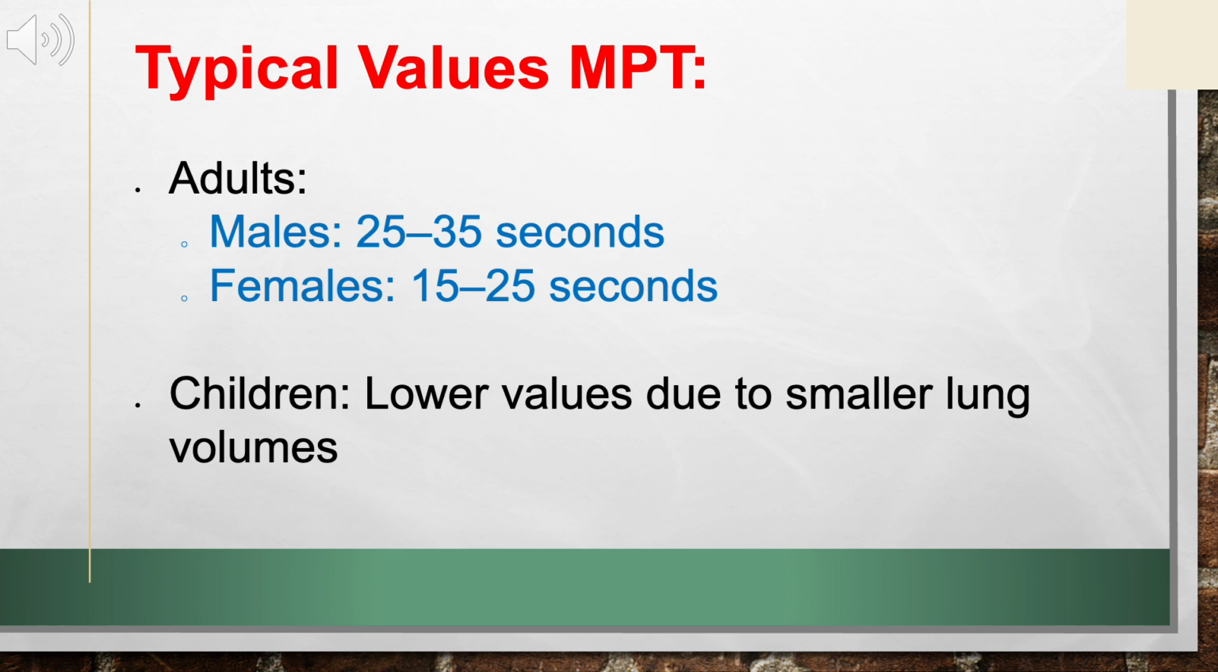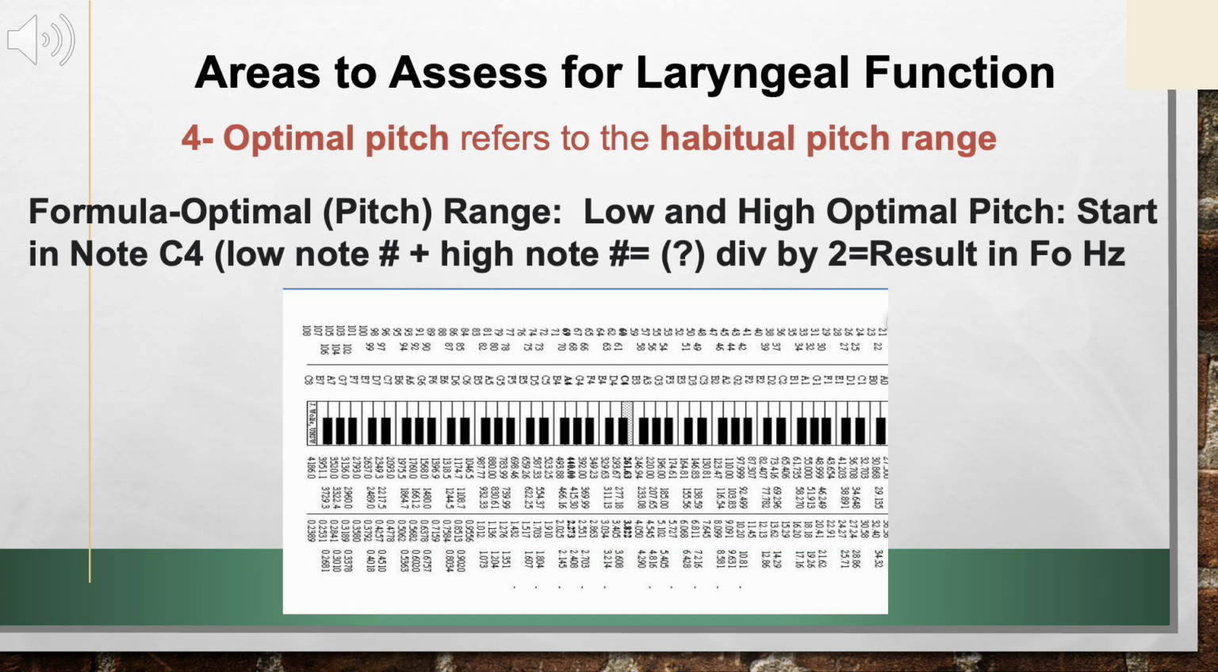Typical values. Adults: males, 25 to 35 seconds; females, 15 to 25 seconds. Children, lower values due to smaller lung volumes. Optimal pitch refers to the habitual pitch range that best suits a person's vocal anatomy, e.g., vocal fold length, tension, and mass, and provides maximum vocal efficiency with minimal physical fatigue or damage. Observe and follow the formula for calculation.